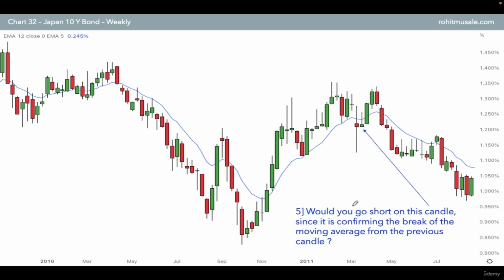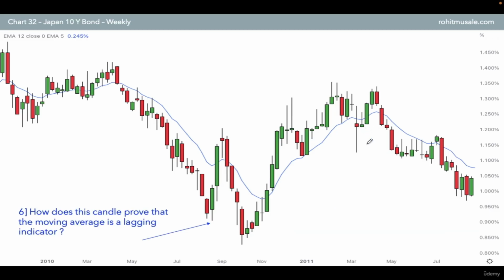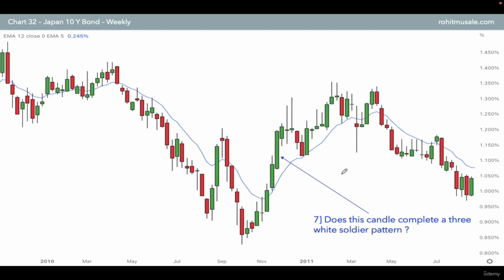Number 5. Would you go short on this candle since it is confirming the break of the moving average from the previous candle? So this small green candle. Number 6. How does this candle prove that the moving average is a lagging indicator? So this green candle. Number 7. Does this candle complete a 3 white soldier pattern? So this one.